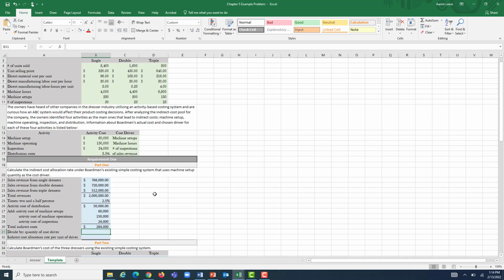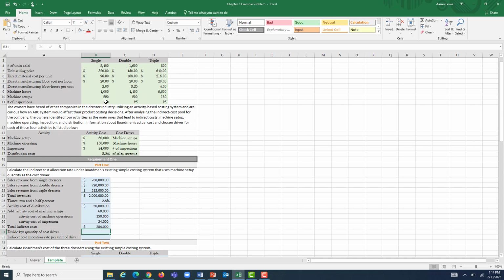And like all indirect costs, they get pooled up. You need some systematic method to spread those out amongst each unit. Their method is based upon their driver of machine setup quantity. Well, now we have to figure out how many setups in total it's going to take to make all of these different dressers during the period. And we have that information up here.